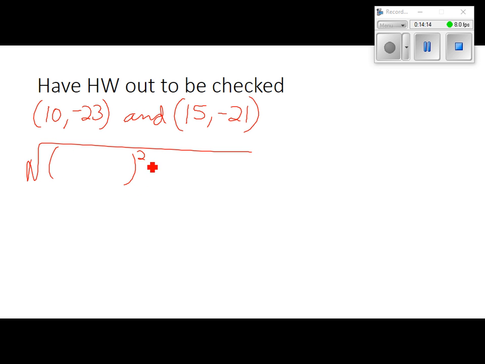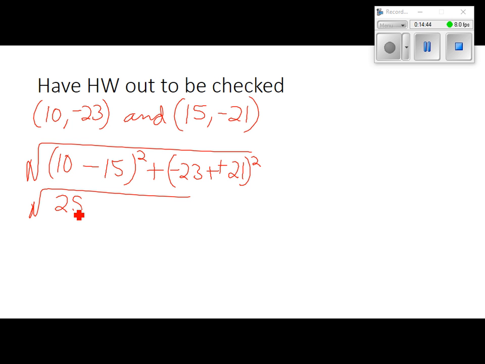What's our x coordinates? 10 minus 15 squared. What's our y coordinates? Negative 23 minus a negative 21 squared. What's going to happen there? What is 10 minus 15? Let's do some of this in our heads. Negative 5 squared. Positive 25. Negative 23 plus 21. Negative 2 squared. 4.